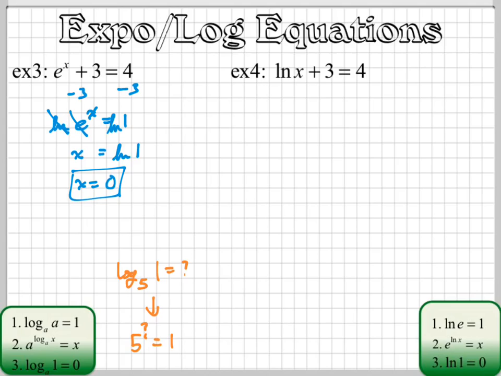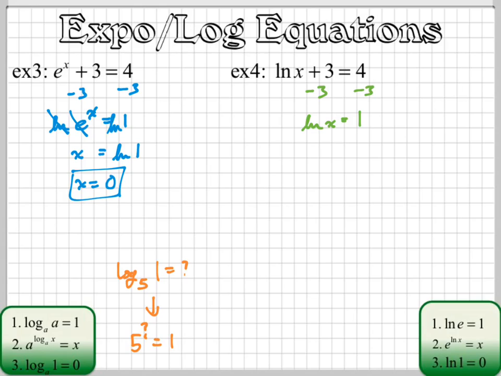Next one is a logarithm, a log equation. To solve this, kind of like this one right here, you had to get rid of the 3 first, so you can do an inverse of that base e. You're going to do the same thing here. Let's get rid of the 3 first, so we can do an inverse of the natural log. So we're going to subtract 3. That's going to be natural log of x equals 1.